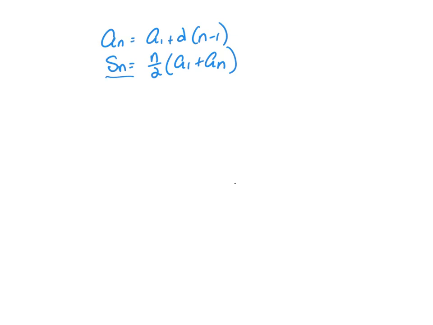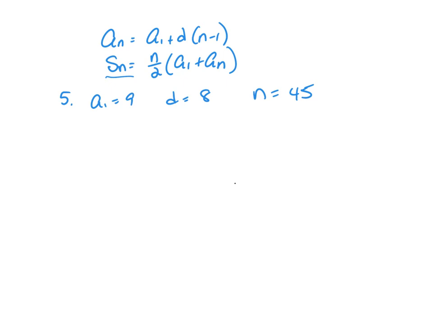For the next 4, they give you A1, D, and N. So we need AN. On the next page, we have to use both formulas. So let's see number 5. Says that A1 is 9, D is 8, and N is 45. That means that they want the sum of the first 45 terms of that series. So you could put 9, 17, and keep adding 8 until 45 numbers are on the list and then add them all together in your calculator. But we're not going to do that.